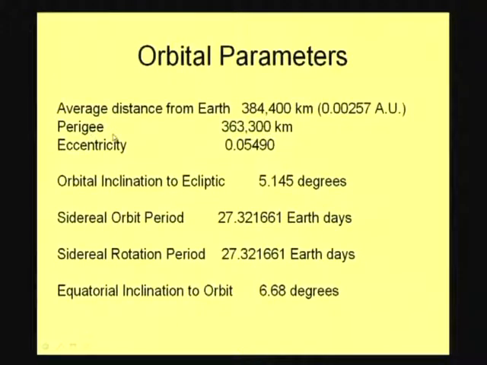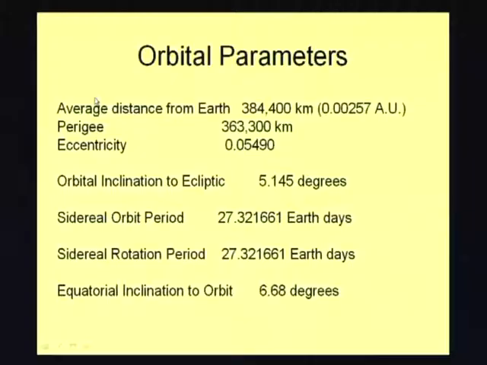So, the average distance from earth is 384,000 kilometers. It is 0.0025 astronomical units. So, it is pretty small compared to the distance between the earth and the sun. This is a kind of insignificant fraction of the distance between the earth and the sun.